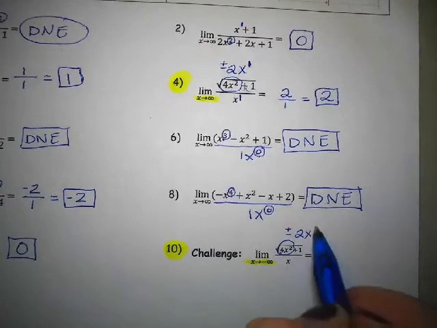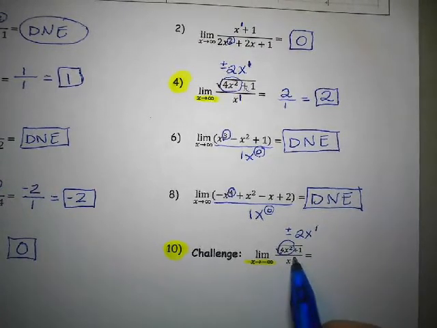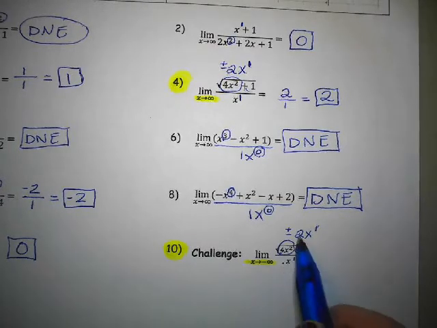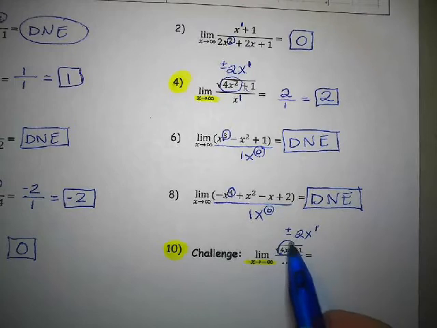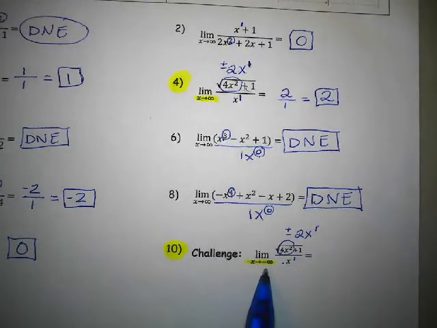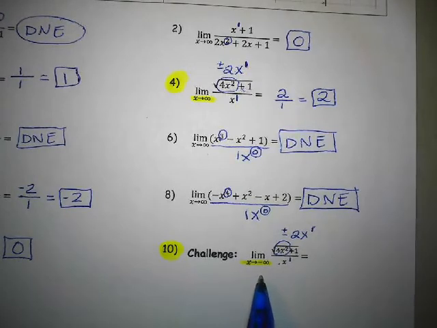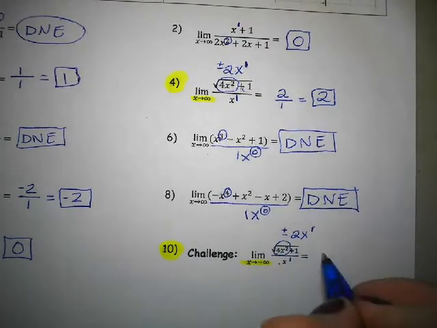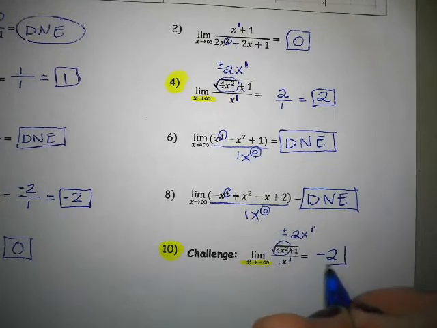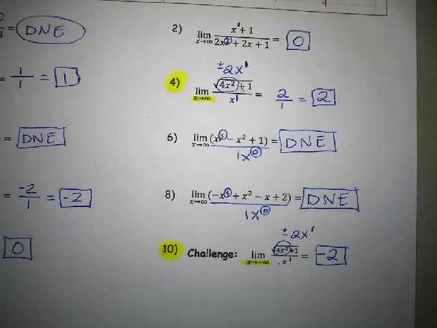And so then I'd compare and I'd say, okay, degree of the numerator, degree of the denominator, they're the same. So my answer is going to be leading coefficient over leading coefficient. But should I use the +2 or the -2? And that's where this comes into play. If it's going to negative infinity, I'm going to use the -2. So I'm going to use -2 over 1, and that would be my answer.